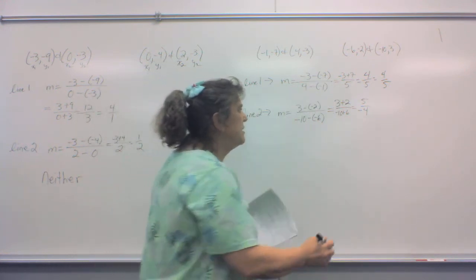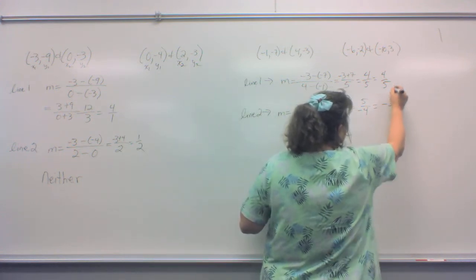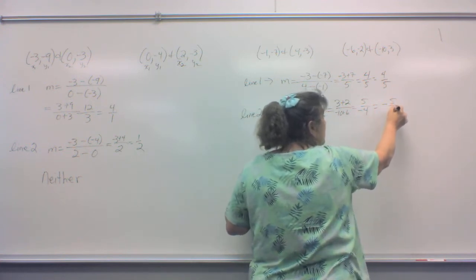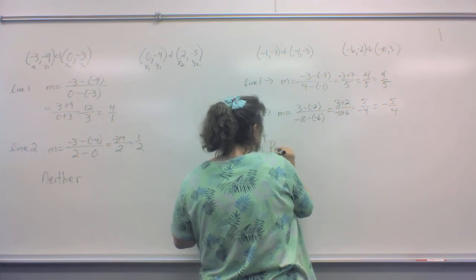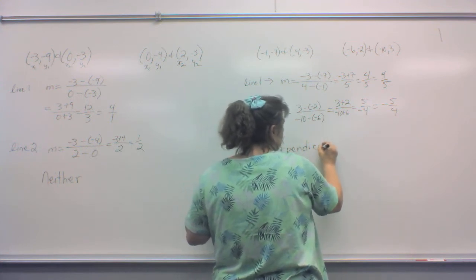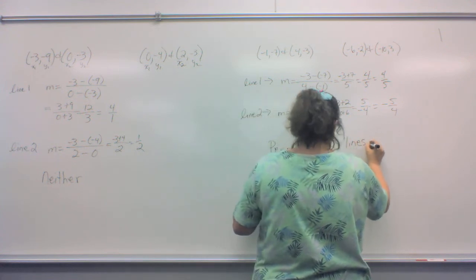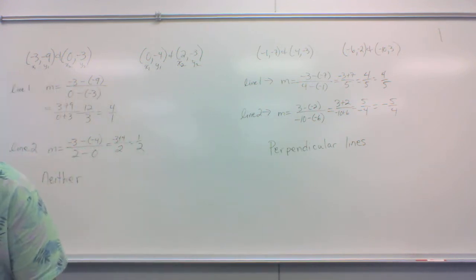Now notice, this is a negative 5/4. This is a positive 4/5. These are opposite reciprocals of each other. Therefore, these are perpendicular lines. Okay, I hope that helps you to understand what that's requiring.